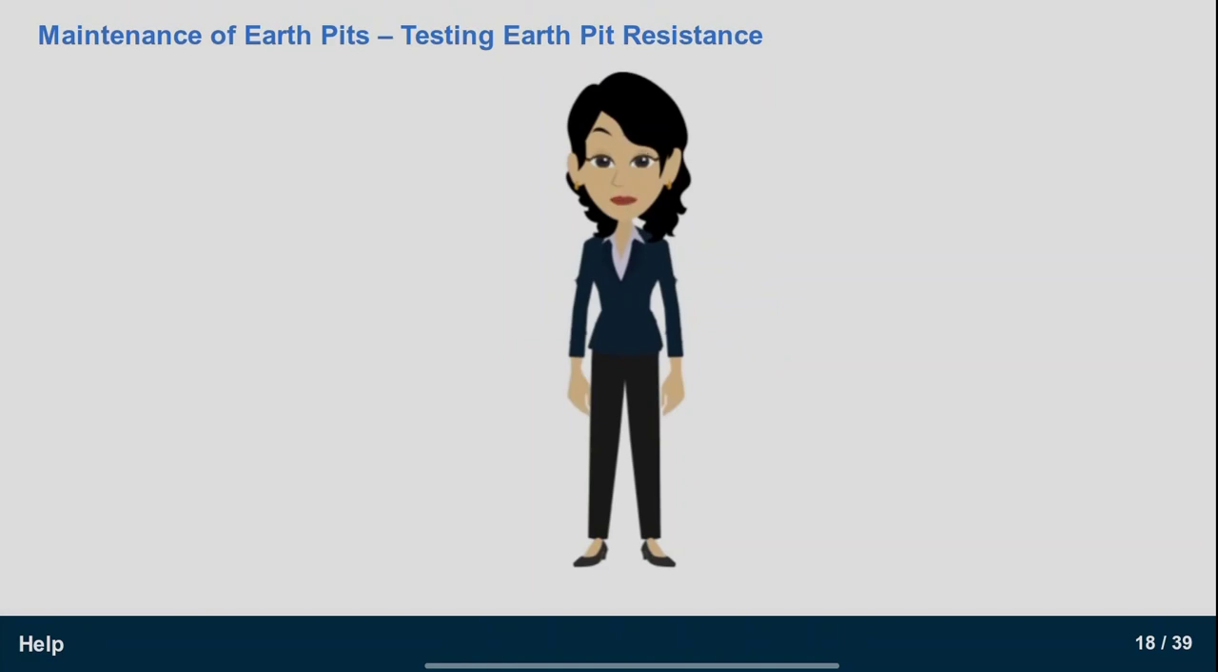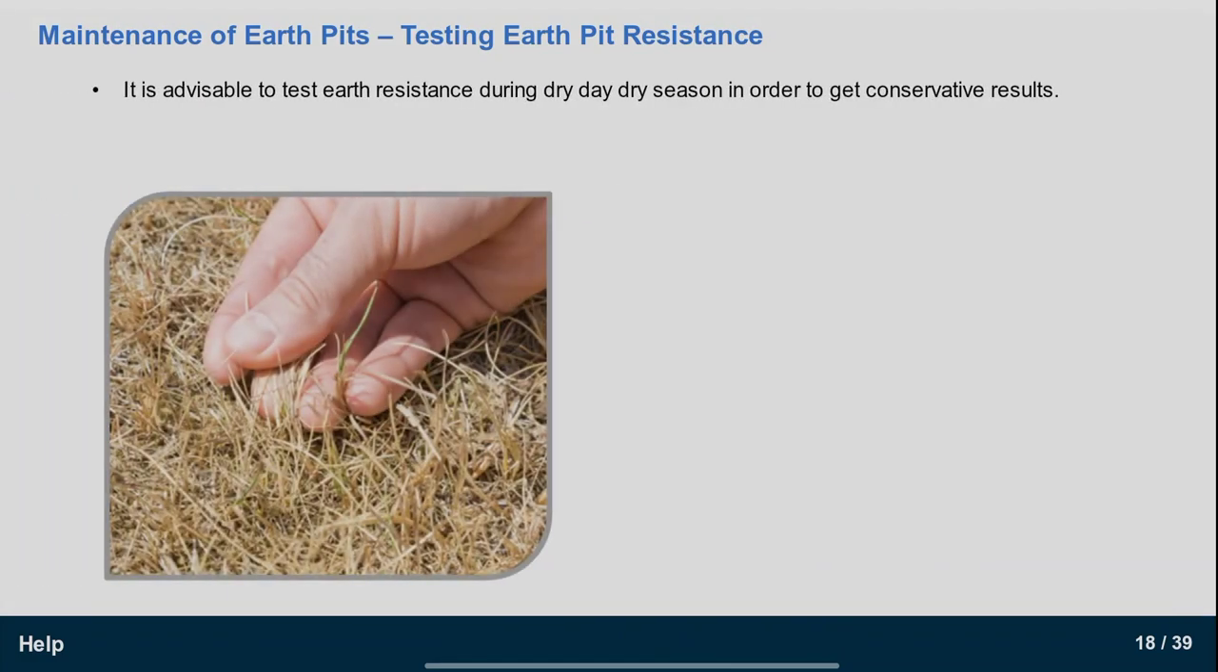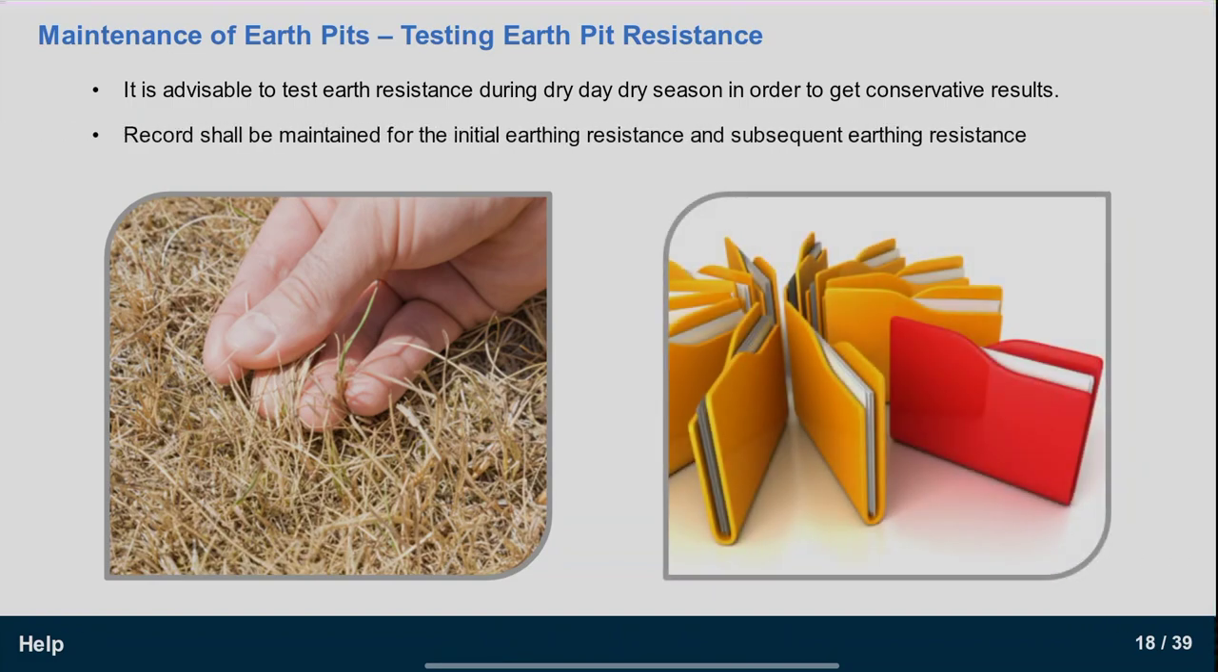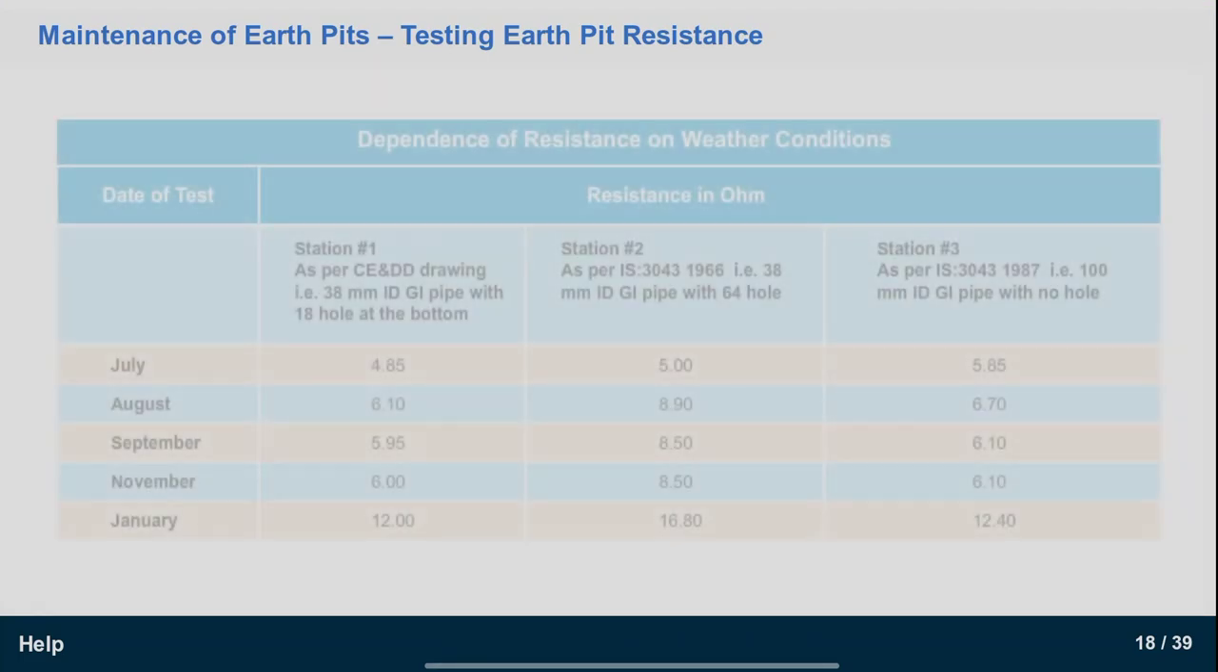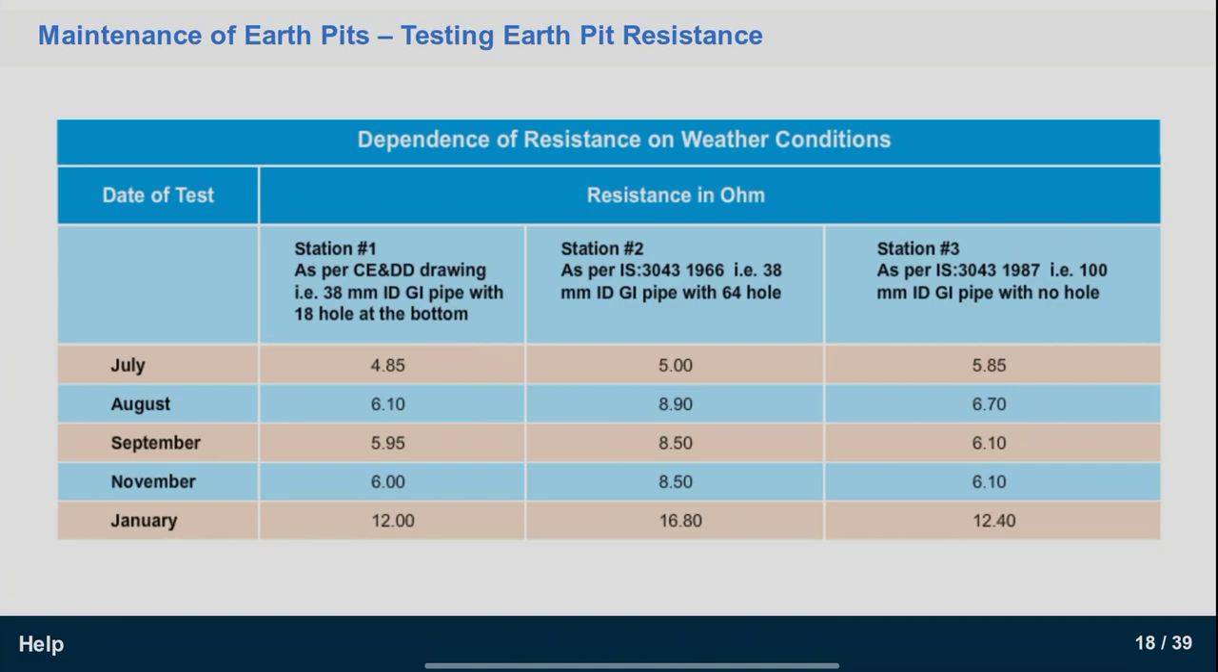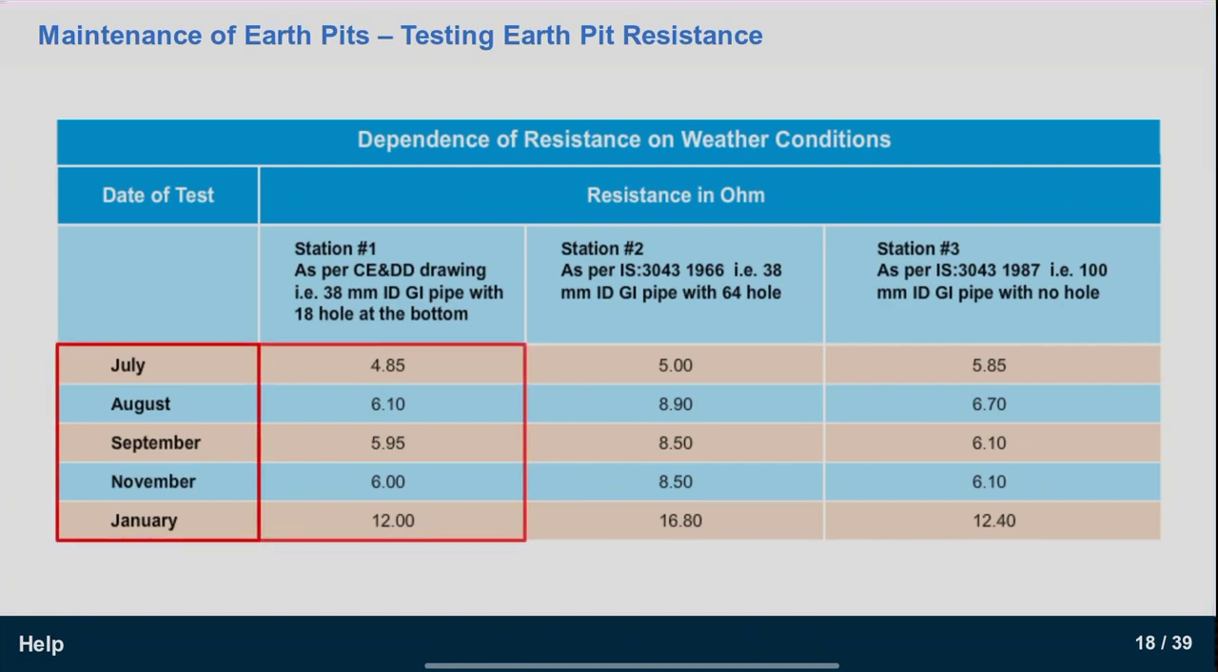The next step is to test the resistance of earthing pit. It is advisable to test earth resistance during dry day, dry season in order to get conservative results. Further, records shall be maintained for the initial earthing resistance and subsequent earthing resistance. In this context, it is important to have a look at this table. The table here conveys how the resistance of earthing pit varies depending upon the seasonal condition. For example, if you take a look, the value of each month differ.